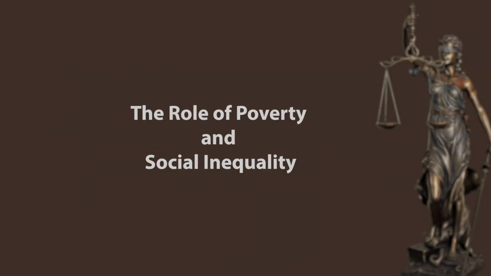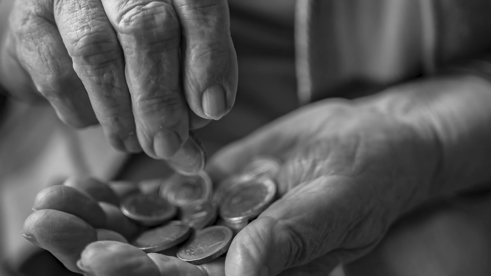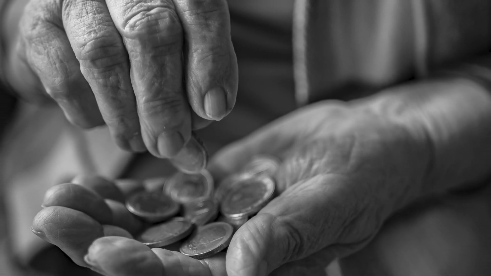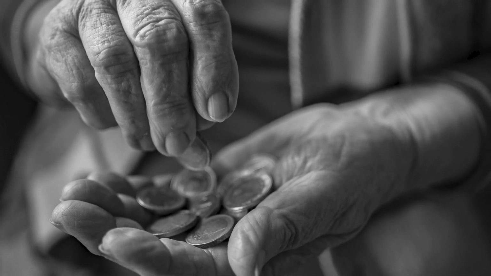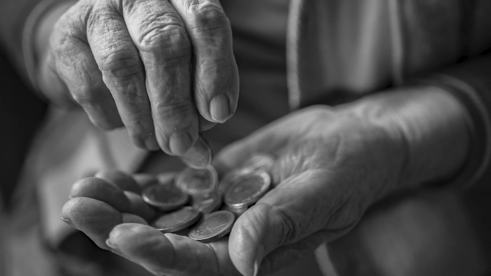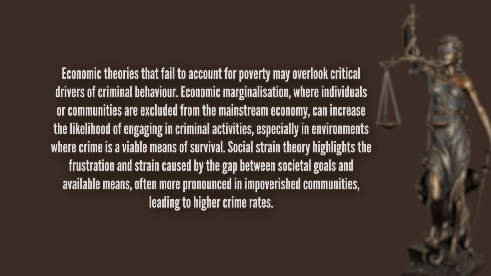The role of poverty and social inequality. Poverty is a significant social factor linked to crime, as individuals may resort to crime due to necessity, desperation, or a lack of legitimate opportunities. Economic theories that fail to account for poverty may overlook critical drivers of criminal behavior. Economic marginalization, where individuals or communities are excluded from the mainstream economy, can increase the likelihood of engaging in criminal activities, especially in environments where crime is a viable means of survival.